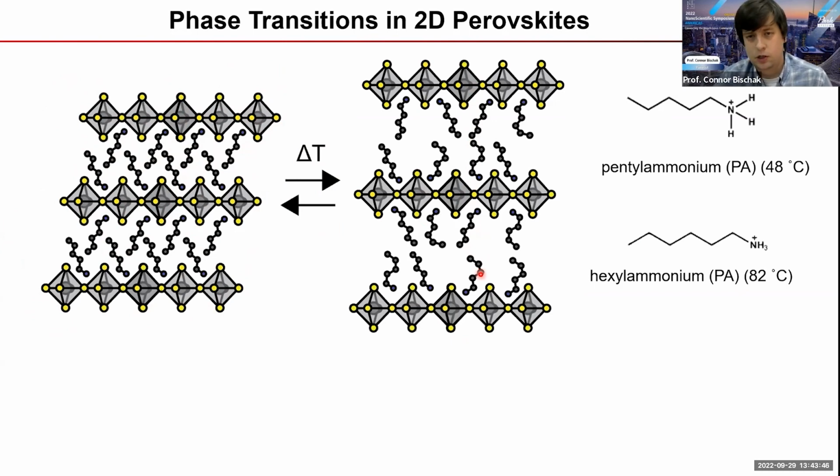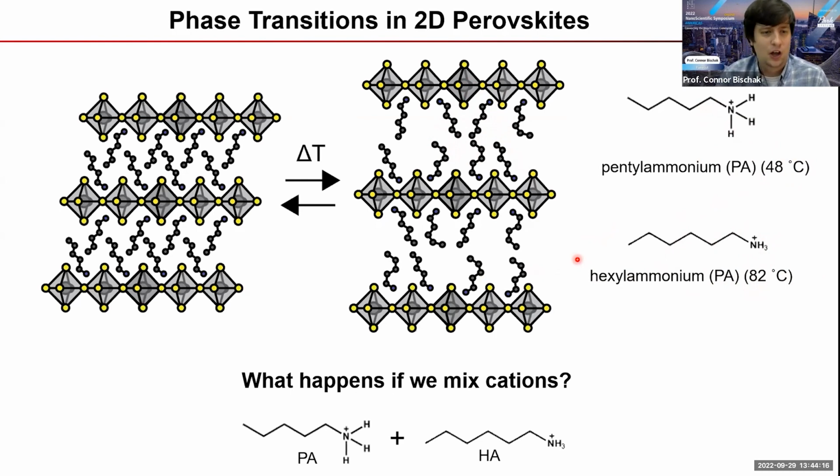And so the phase transition temperature depends a lot on the chemical properties of these organic cations in our organic layer. So something like pentylammonium, which has 5 carbons, has a phase transition temperature of about 48 degrees, whereas hexylammonium has a phase transition temperature around 82 degrees. And the question that we wanted to ask here is if by mixing these two organic molecules, if we can tune the phase transition temperature.